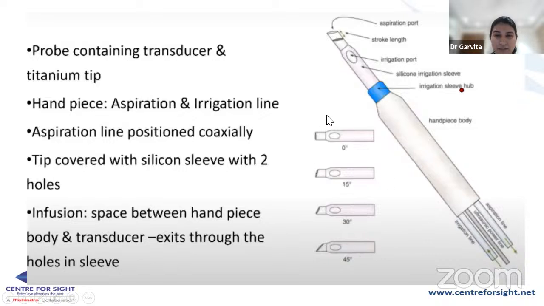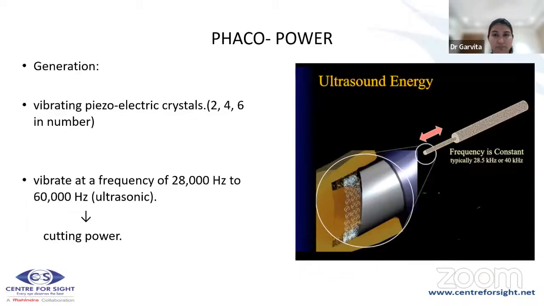These are the various tips that are available. We'll discuss each of them. Phaco power. So where does the Phaco power come from? It is generated by vibrating piezoelectric crystals. They may be 2, 4 or 6 in number. They generally vibrate at a frequency of 28,000 to 60,000 Hertz, and they offer the cutting power of the nuclear fragments. This frequency is already preset for any individual machine by the manufacturer.